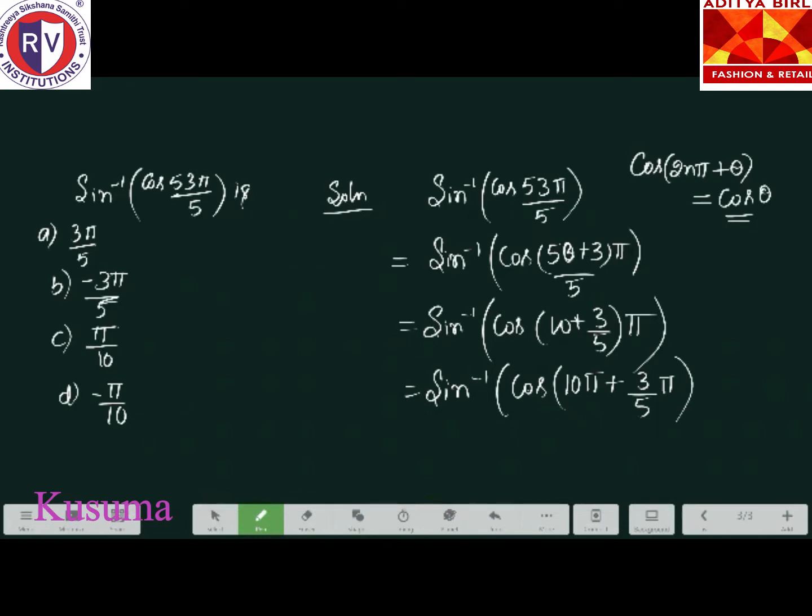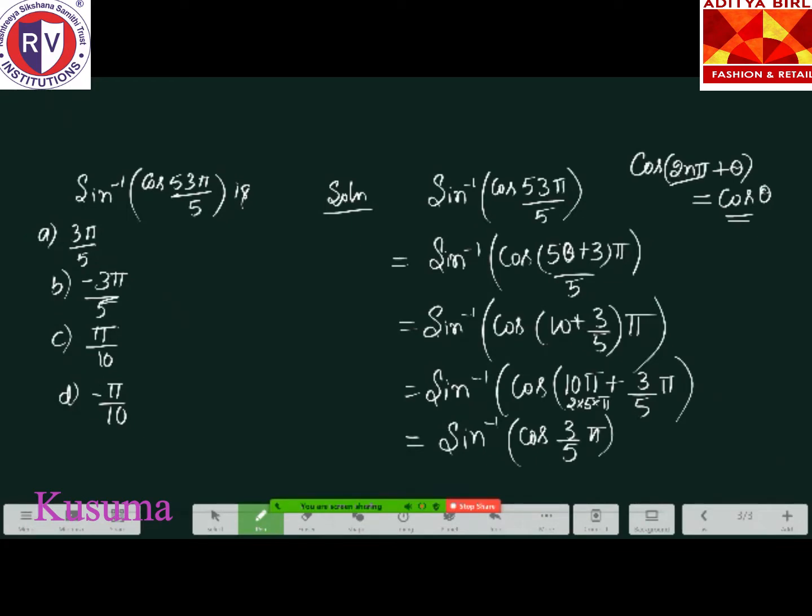Aren't you getting this? Okay. So you have cos 2 pi plus theta is equal to cos theta. And similarly, cos 2n pi plus theta is also equal to cos theta. So what happens to this? This will be sine inverse of cos 3 by 5 pi. That's all. Because this can be written as 2 into 5 into 5, that is of the form 2n pi. So this will be equal to cos 3 by 5 pi.